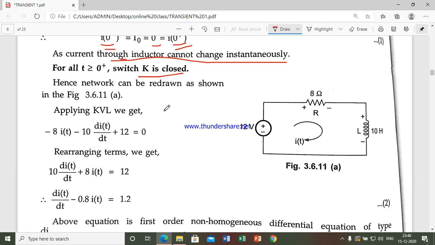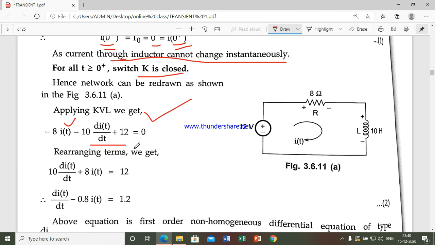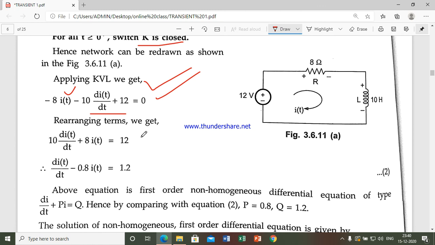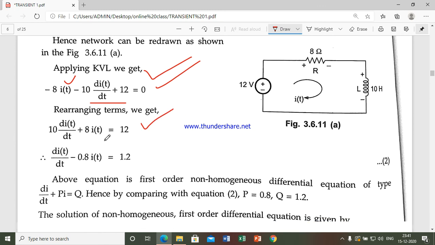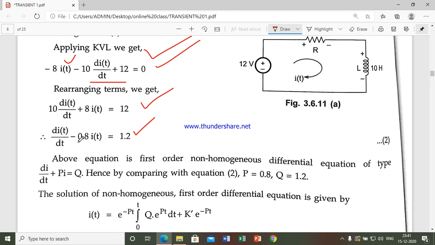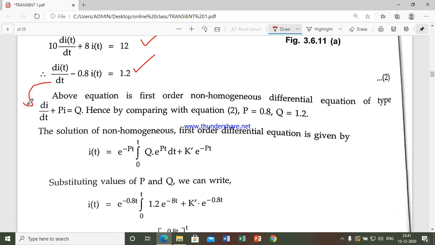Next you can apply KVL for this one. You can write down minus 80 into I of t minus 10 into di by dt plus 12, this is equal to 0. Next you can rearrange this and write it as di by dt plus 8 into I of t equals 1.2, and this expression is similar to the standard form. Here you can observe that p is 0.8 and q is 1.2.